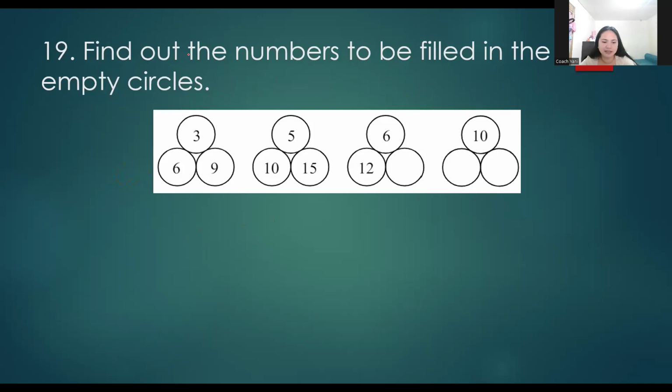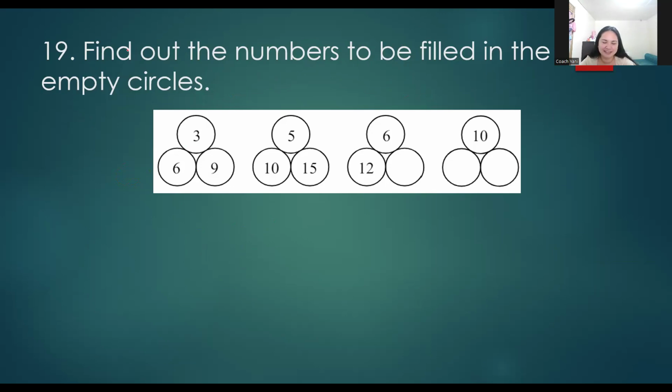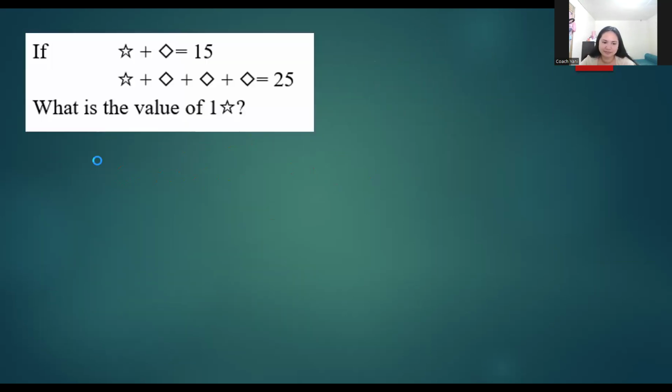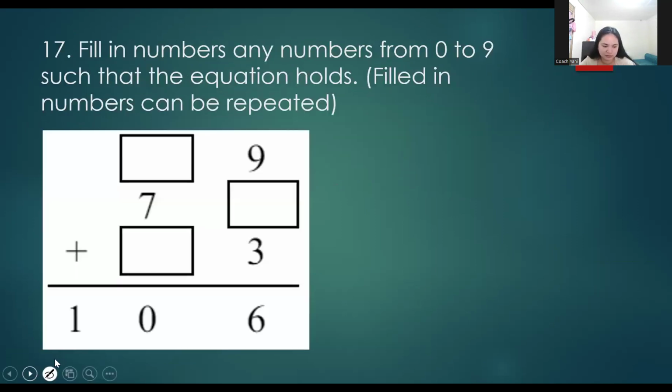Okay, number 19. I want Kauri. Can you read first? Find out the numbers to be filled in the empty circles. Okay, so what are the circles? 3 plus 6 equals 9.